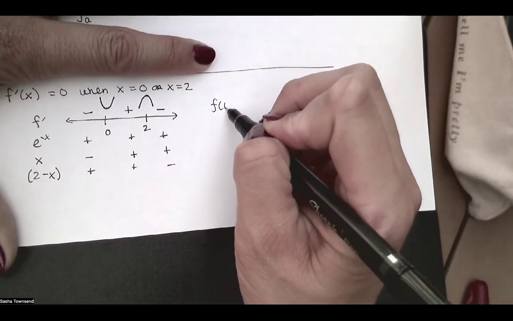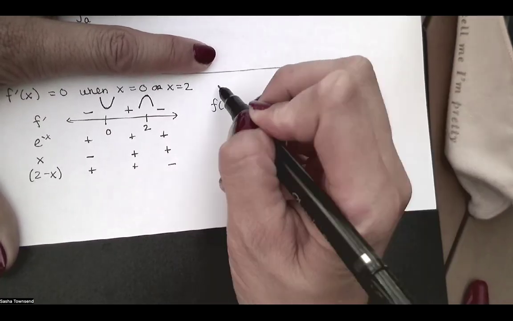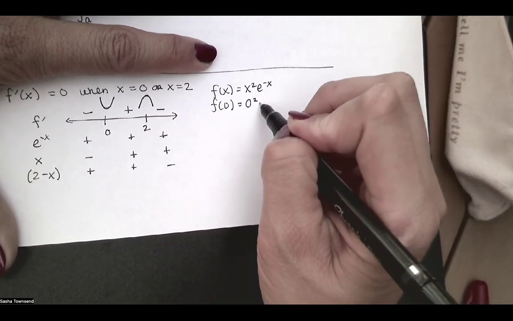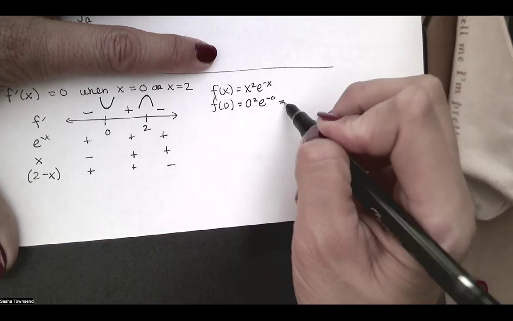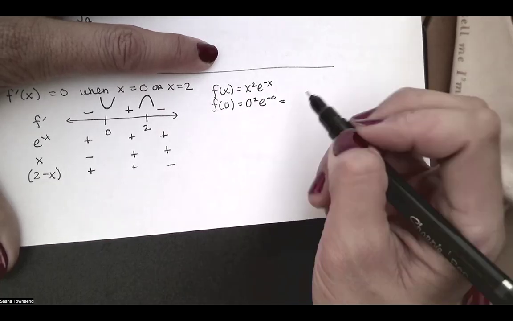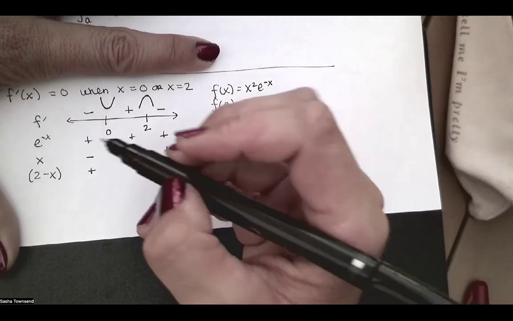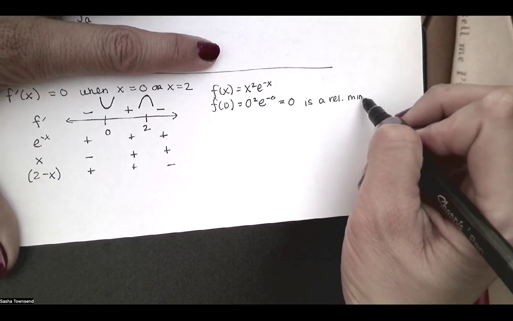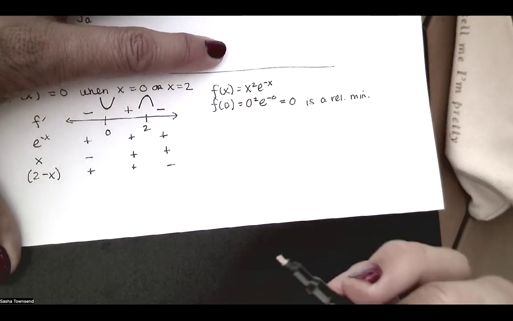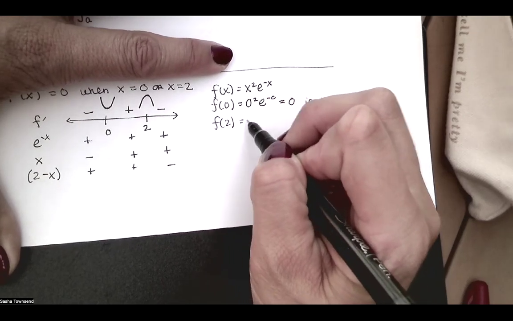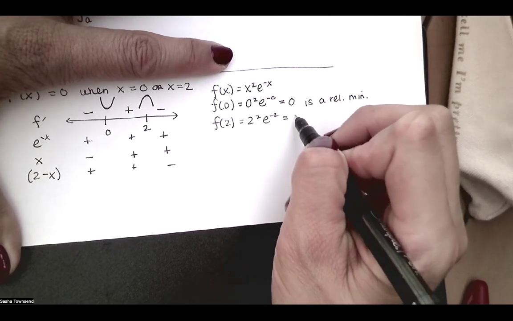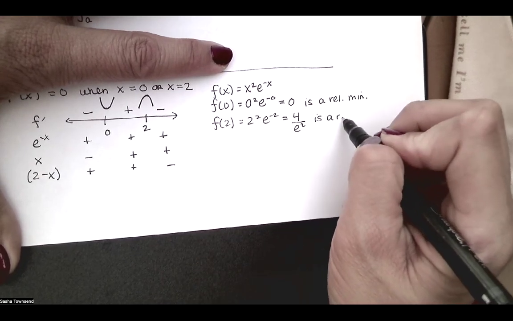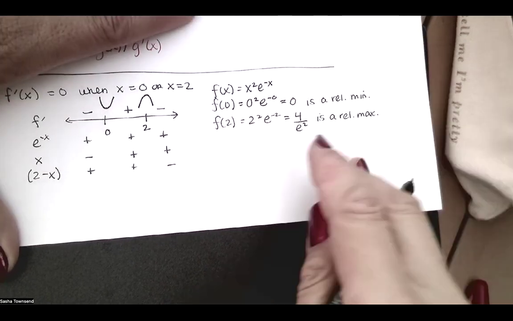So we'll say f of 0, which is, well, remember our function f of x was x squared times e to the negative x, is 0 squared times e to the opposite of 0. So we have 0 times e to the 0, which is 1. So that's 0, which corresponds to a relative minimum, and it occurs at x equals 0. And then f of 2, which is 2 squared times e to the negative 2, or 4 divided by e squared, is a relative max. And that is all by the first derivative test.